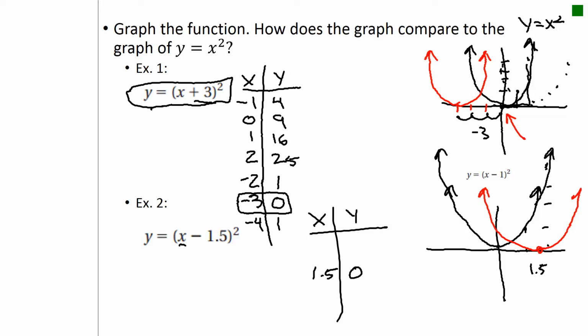And we don't need to fill in numbers here or here, although I could go back by 1 to 0.5 and get 1, and I could go up by 1 at 2.5 and get 1, and both of those would also show up on this graph.